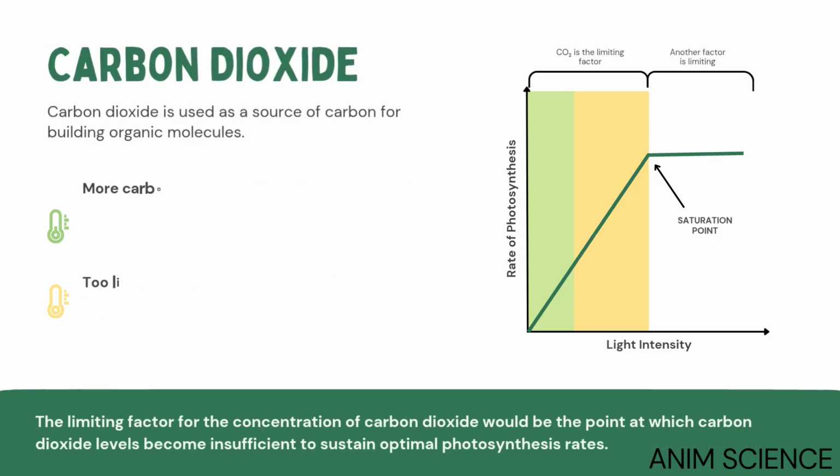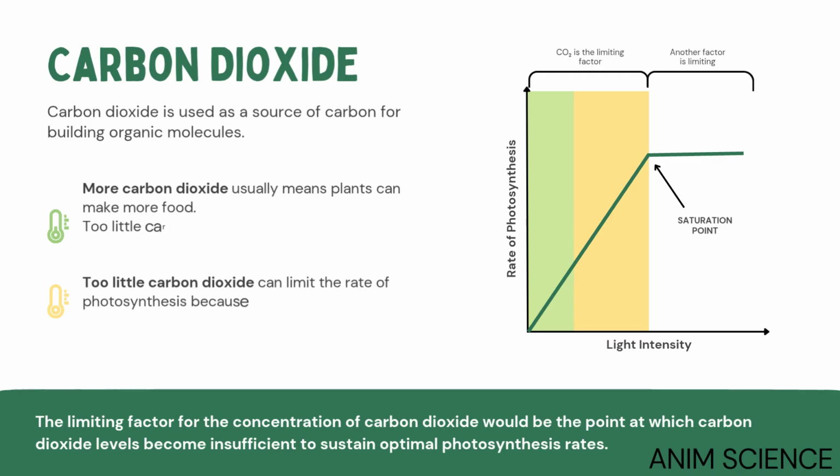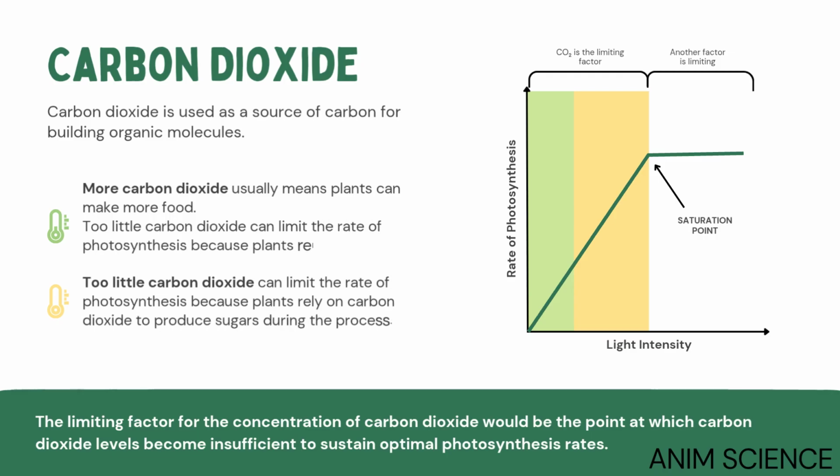Now let's talk about another very important factor affecting photosynthesis, carbon dioxide. Carbon dioxide is one of the main raw materials required for photosynthesis. Plants use carbon dioxide from the air to produce glucose, which is their food. Without carbon dioxide, photosynthesis simply cannot take place. Now, let's understand how carbon dioxide concentration affects the rate of photosynthesis using this graph.